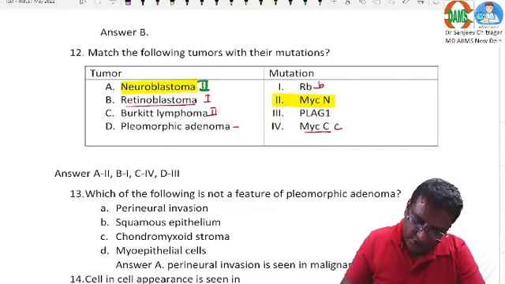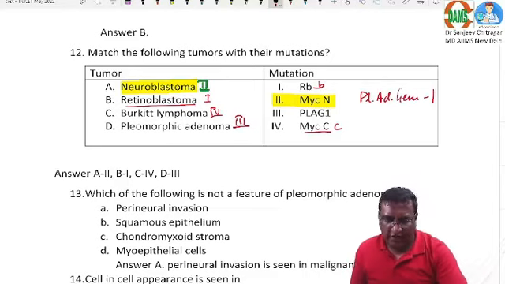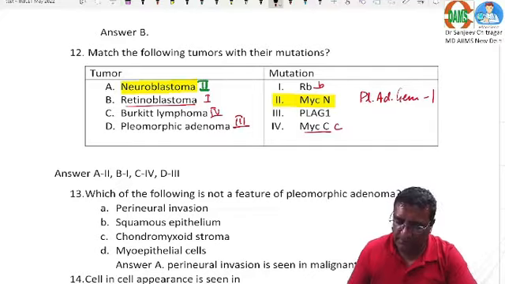PLAG mutation. So what is PLAG? It is pleomorphic adenoma gene. Pleomorphic adenoma gene 1, basically. Pleomorphic adenoma gene 1 mutation, PLAG. So that is the answer here.